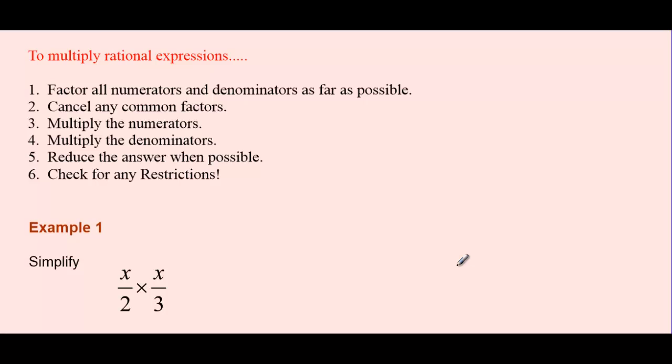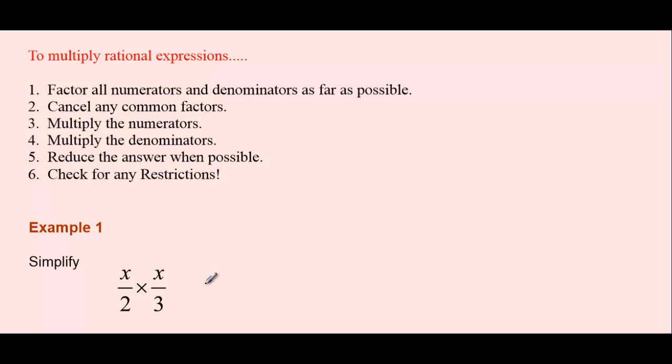Multiplying rational expressions will work in a similar way. We're first going to factor all of the numerators and denominators as much as we can. Then we'll cancel and reduce anything that we see in common. We'll then multiply the numerators and multiply the denominators, and then reduce. The only difference is we'll now also need to check for any restrictions. So what are values of our variable that will cause our denominator to equal 0?